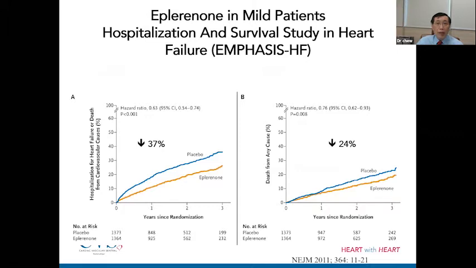There was an earlier study, RALES, which used spironolactone in patients with severe heart failure and showed a 30% reduction in all-cause mortality. This was another study using eplerenone in patients with mild heart failure with reduced ejection fraction, and the primary endpoint was hospitalization for heart failure or cardiovascular death. There was a 37% reduction in this event in patients who received eplerenone, and also a 24% reduction in all-cause death. So this established the third class of agent for the treatment of heart failure with reduced ejection fraction, which is a mineralocorticoid receptor antagonist. Spironolactone is much cheaper than eplerenone, so it is usually preferred, but eplerenone has the advantage that it doesn't have hormonal side effects like gynecomastia.